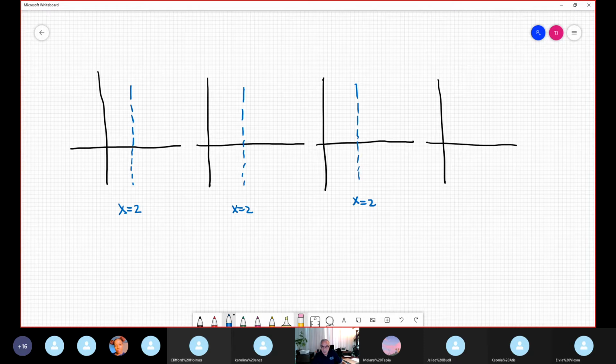However, the behavior can change, like that, for example. Suppose that one function, the graph will look like that. Another function, the graph will look like that. Another function, the graph will look like that. Another function, the graph will look like that.